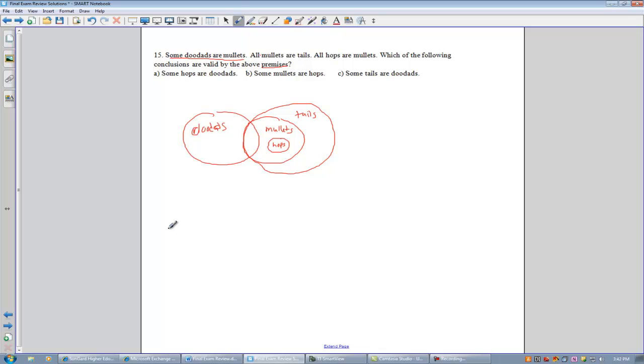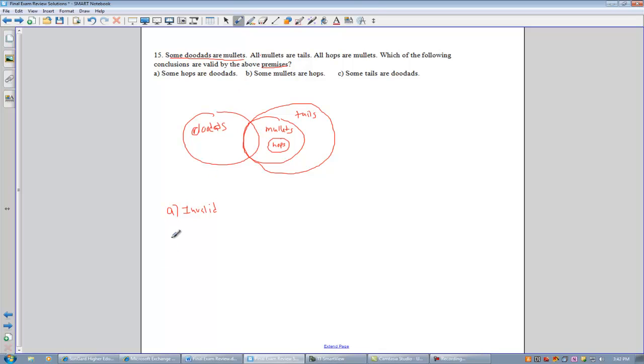Which of the following are true? So for part A, some hops are doodads. So here's the hop circle, and notice they don't cross the doodad circle, so this is an invalid conclusion from the above assumptions.